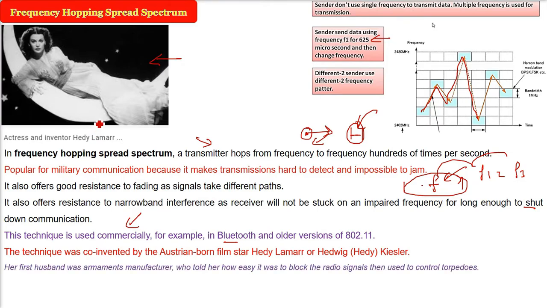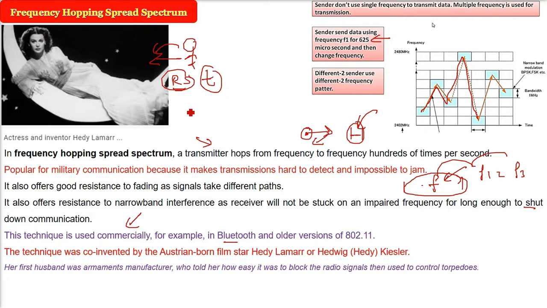The story about her is that her first husband was actually an armaments manufacturer. And because they were in love, she asked him how radio signals could be blocked. These radio signals were used at the time for controlling torpedoes. Now, I'm talking about underwater.